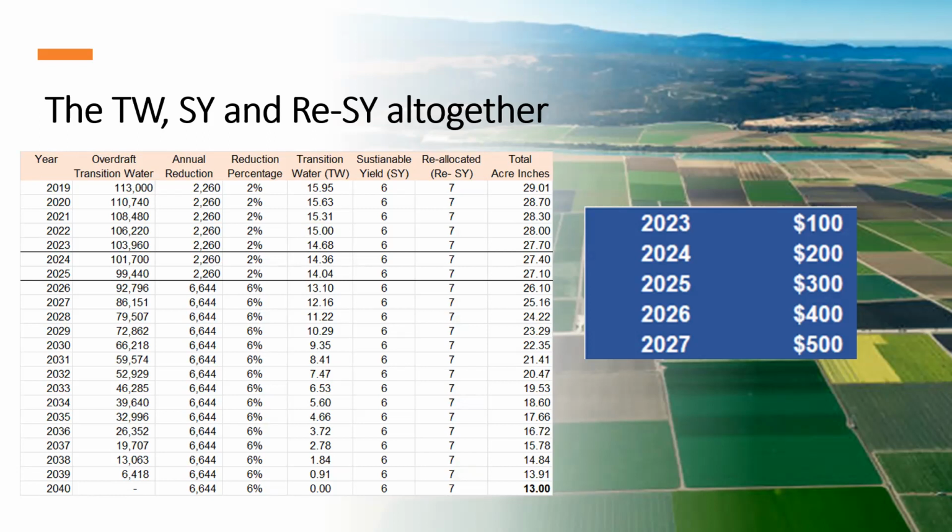And then that number continues to get higher and higher and higher until 2027, where it's at $500 per acre foot of your over allocated. So anything above that last column, your total acre inches for the year. So as that total acre inches reduces, your penalties increase.